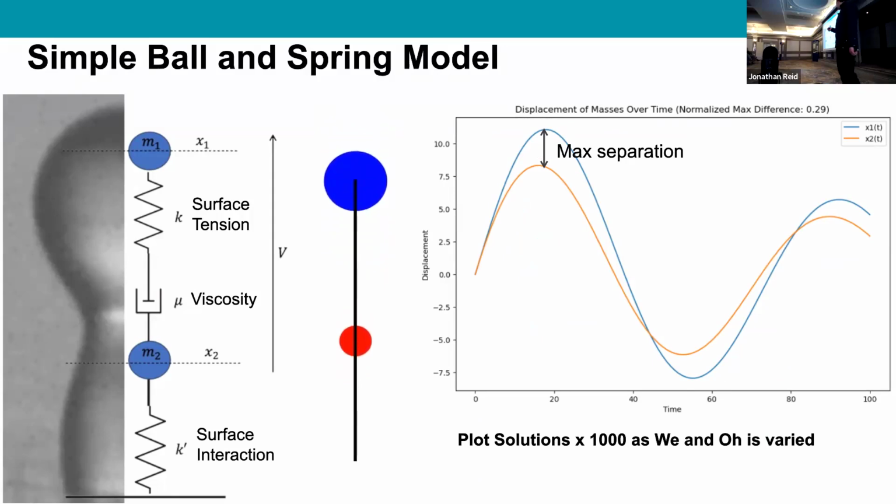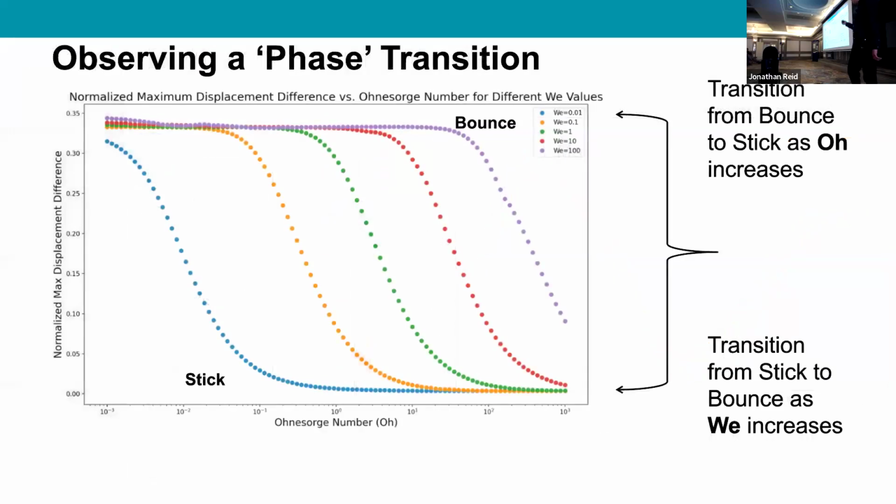And what we could say is that if this top mass gets a certain distance away from the second mass, we have bouncing. And if they stay close together, we get sticking. So we could do this oscillation thousands of times and see how this mass separation changes. And we get a very complicated graph looking like this, where the y-axis is how far apart the droplets got, and the x-axis is the Ohnesorge number, and changing color is the Weber number. And what we can see is we transition from this really far apart bouncing stage to our sticking stage as we increase the Ohnesorge number, like in the experiments, and we transition from the stick to the bounce, like we saw in the experiments, as we increase the Weber number.